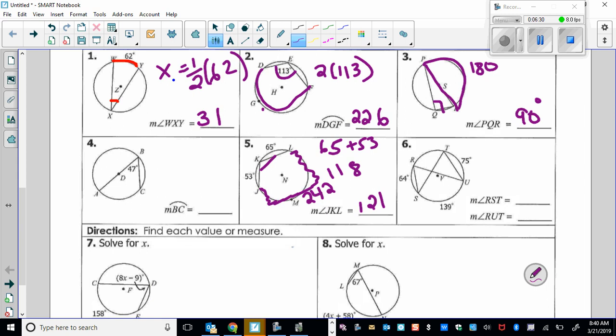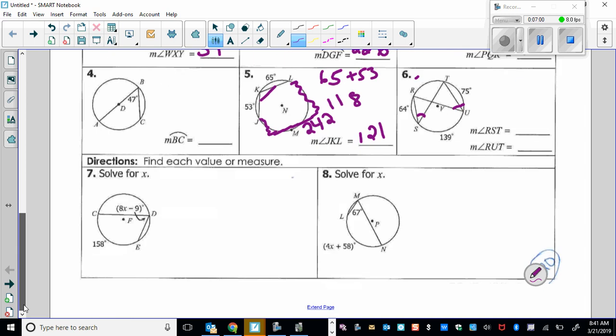So that's what we have to do. Number 6, I'm going to guide you, but I want you guys to do it. The first one asks what is angle RST, which is this angle, and the next one asks what is angle RUT. The good thing is that they're both going to be congruent. You add all the surrounding arcs, subtract from 360, which gives you this measurement. Once you get this measurement, halve it, and then you can get the other.